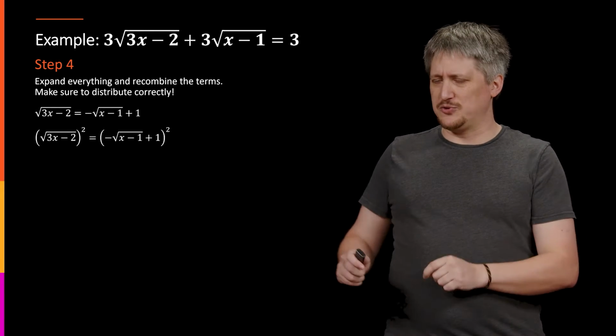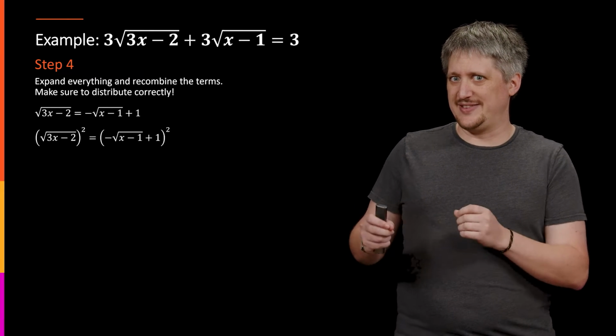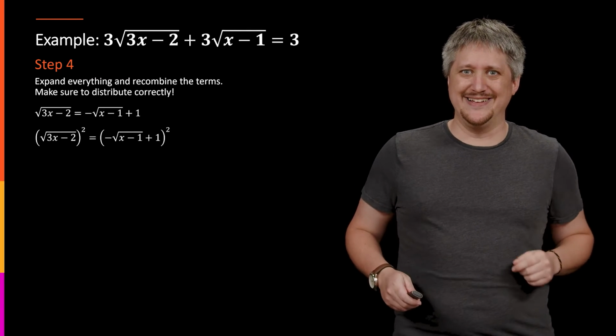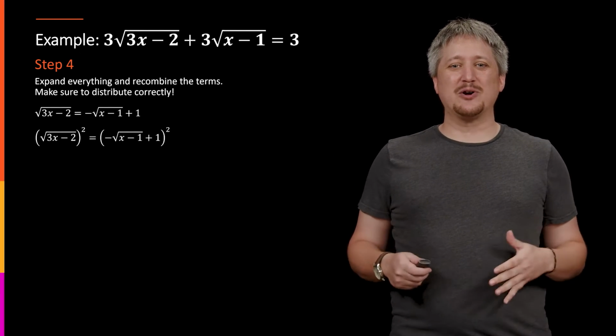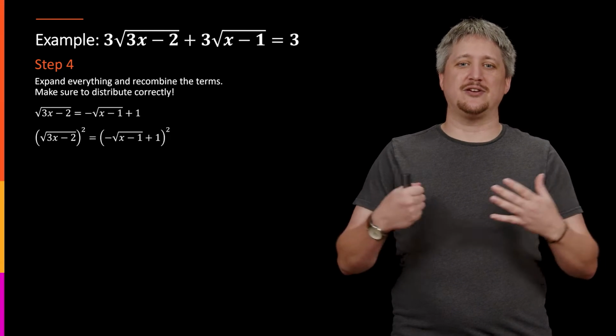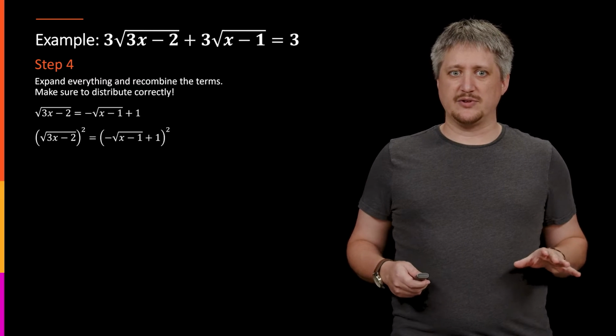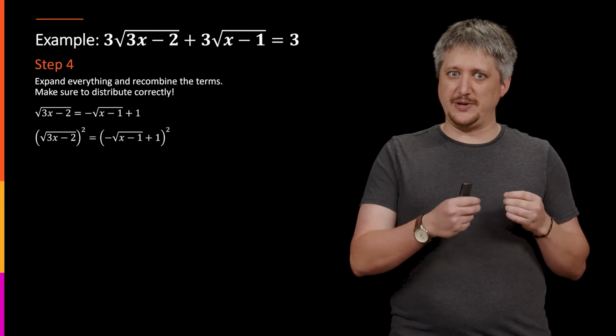But that's also why we have to check solutions at the end. That's sort of the thought bubble in the background here. So step 4, we need to expand everything and then combine like terms. Now, on the left, that's not really a problem because like we said, it's going to undo, right? Each piece is undoing each other.